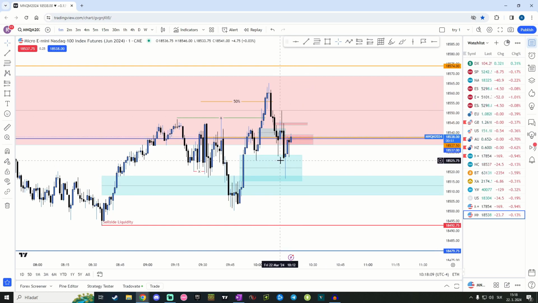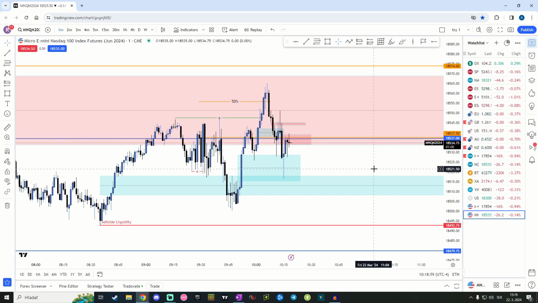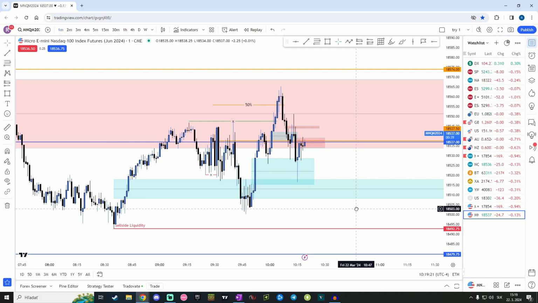We didn't get much of a SMT, so I'm not sure if I would try to do something like that. But I mean, there is opportunity here. I will probably review the market until 10:30 just to see which direction it went.